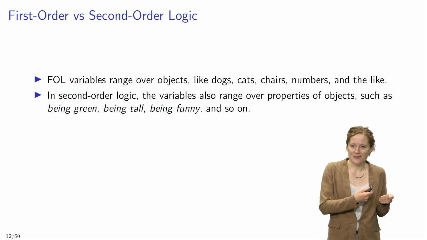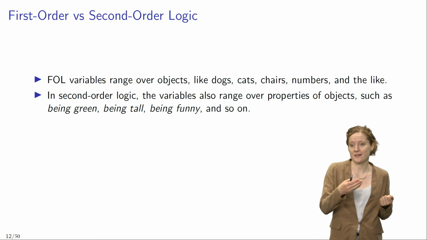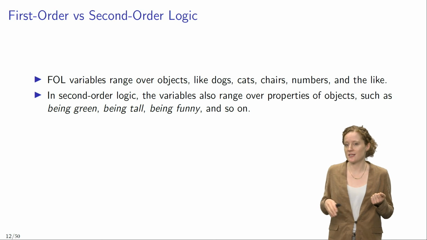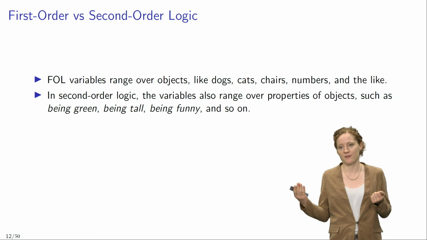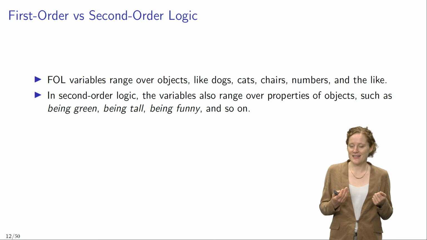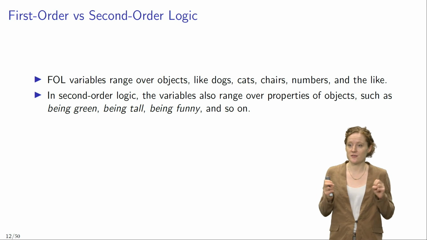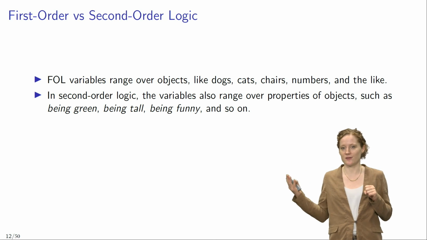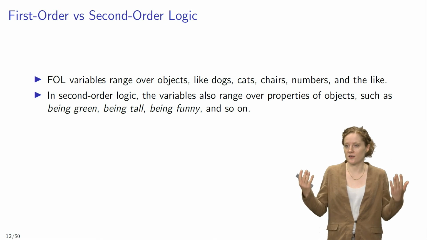In second order logic, the variables also range over properties of objects. So in second order logic, we may have variables that range over properties such as being green, being tall, being funny, and so on and so forth. Now, since in FOL, the quantifiers bind only variables that are restricted to things of the first order, so to speak, to the exclusion of properties and properties of properties, and so on and so forth, that's why we call FOL the language of first order logic.